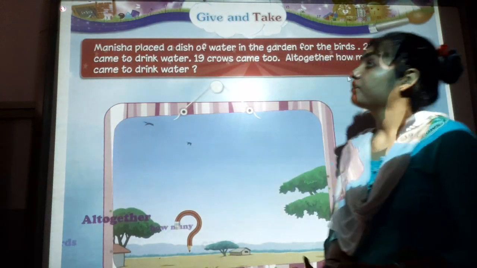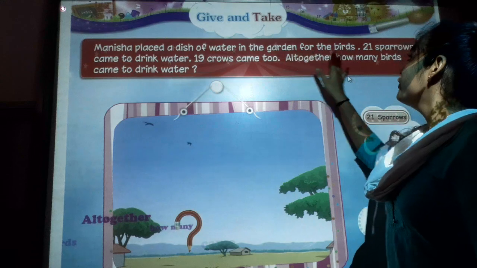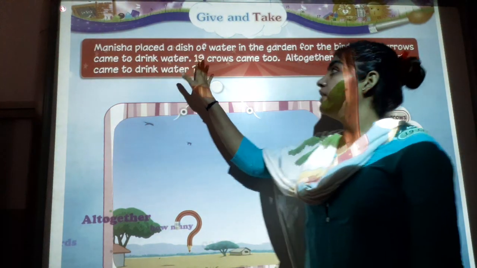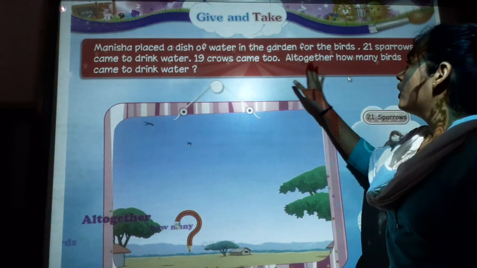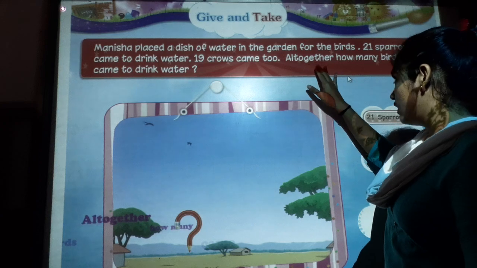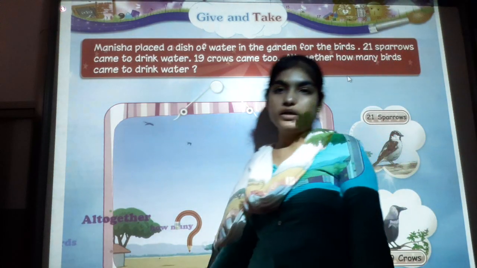So see, Manisha placed a dish of water in the garden for the birds. 21 sparrows come to drink water. 19 crows come too. All together, how many birds come to drink water?